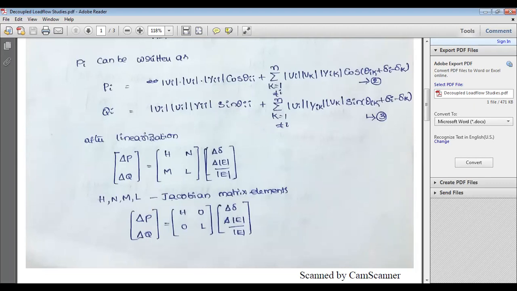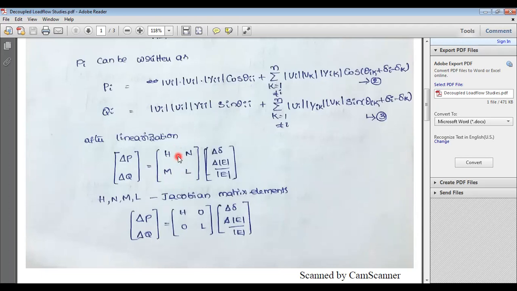Here the voltage magnitude is expressed in terms of percentages, so that's why I have taken delta E by E. This is completely one variable, not two variables. After linearization, you are getting delta P and delta Q equal to H N M L.